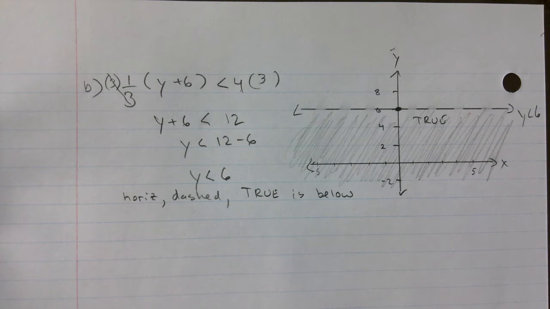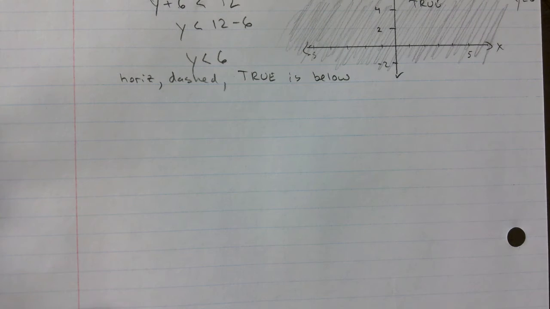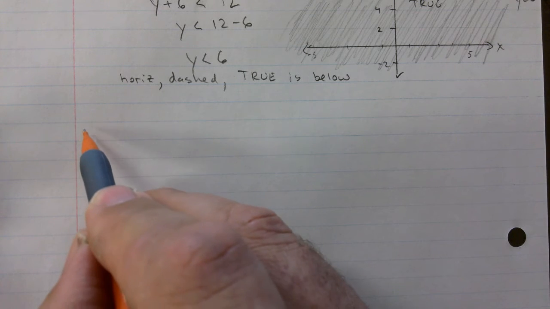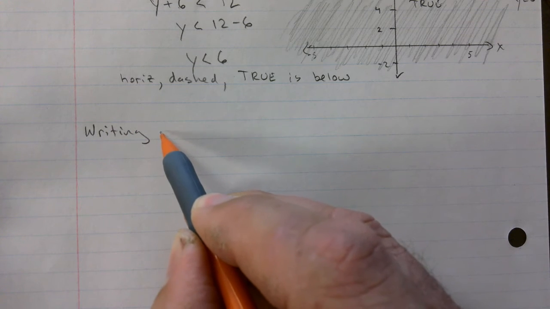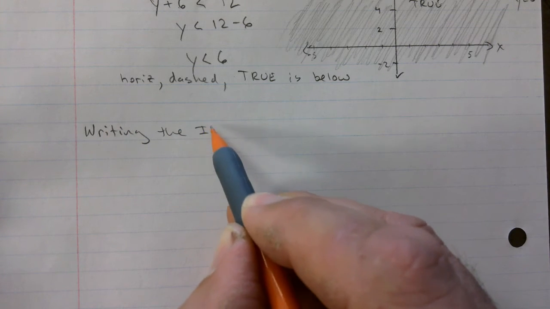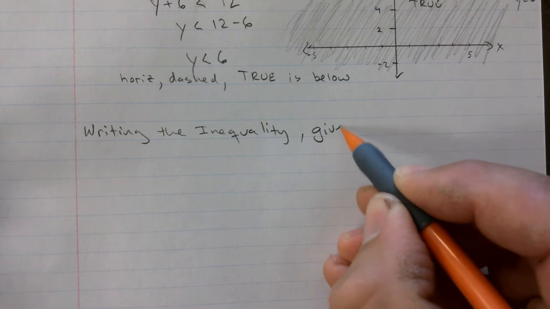You think you can handle graphing? Is this easier? No test point required, right? Find your intercepts, rewrite, graph, right? Okay, now we're going to go backwards. We're going to go from the graph to the inequality. Writing the inequality given a graph.